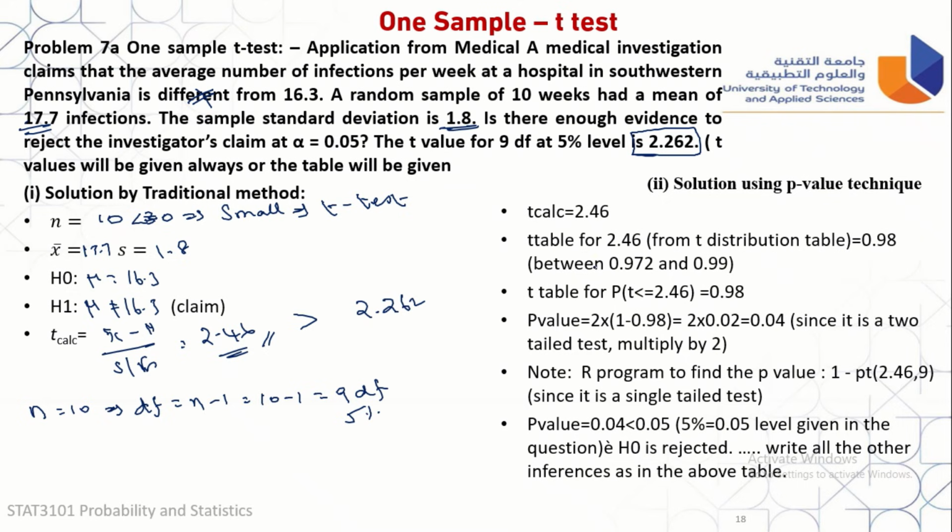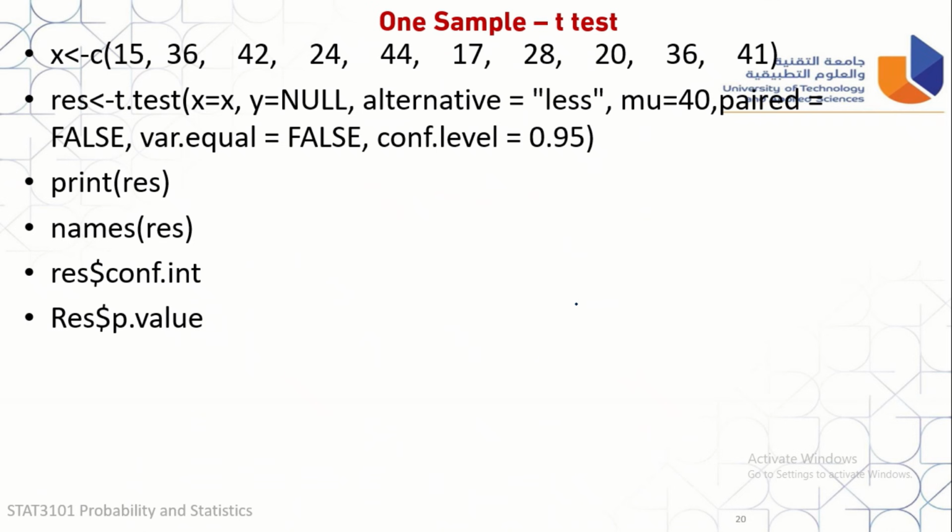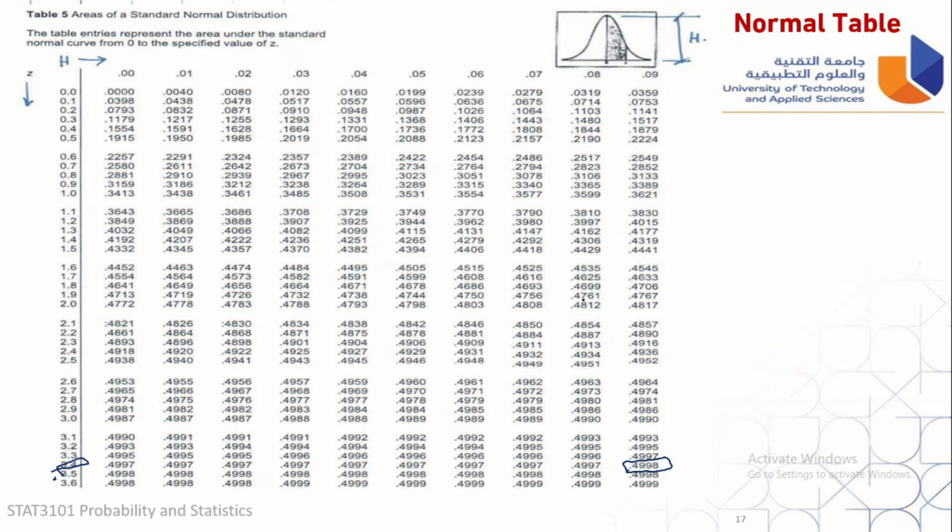Now we have to find out the respective p value for 2.46. Where is 2.4? I'm searching. I have to search in the normal distribution table, right?